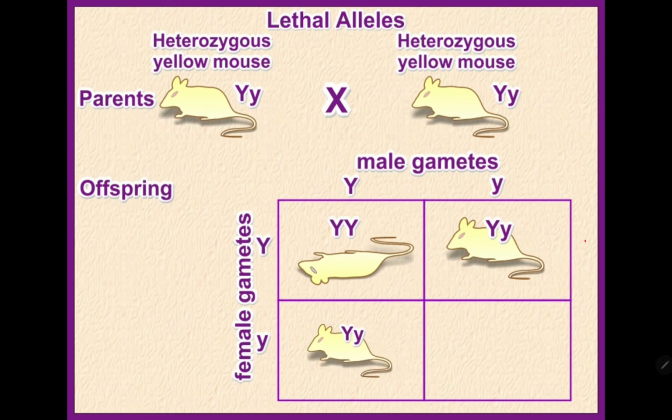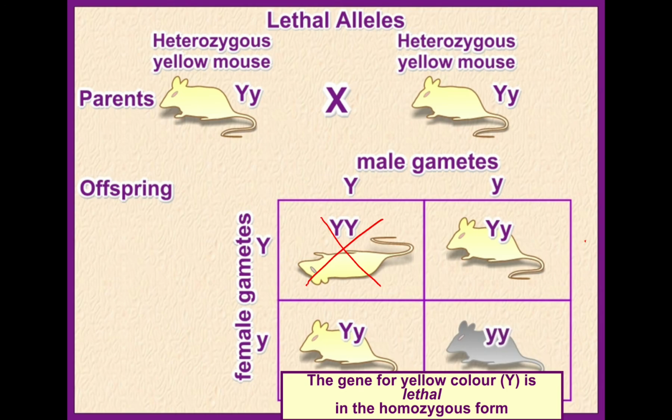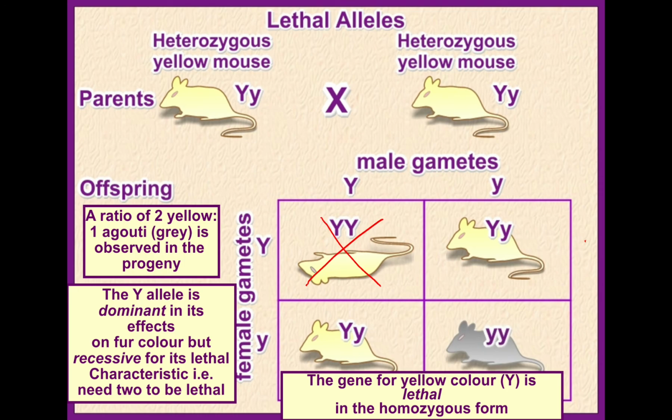We have two yellow mice, which are both heterozygous, and then we also have this grey mouse. As a result, this one is not living. We're left with 3 in total, which leaves us with a 2-to-1 ratio. The gene for yellow colour is lethal in the homozygous form. A ratio of 2-to-1 is found, and the Y allele is dominant in its effects, meaning the heterozygous mice are yellow.